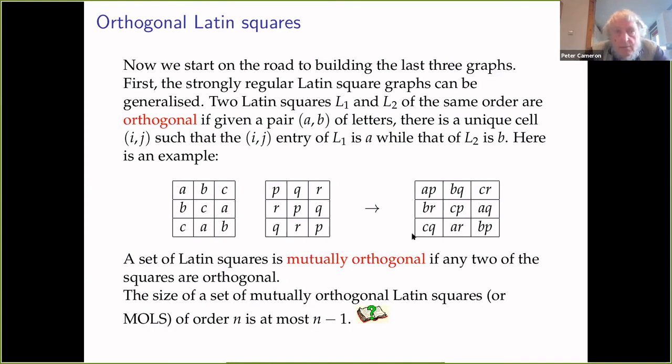So that's an example. And if you have a set of Latin squares, you say that they're mutually orthogonal if any 2 of them are orthogonal. And it's not so hard to prove, you can try it, that you can have at most n-1 mutually orthogonal Latin squares of order n.